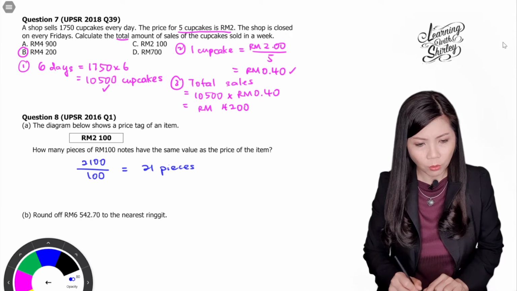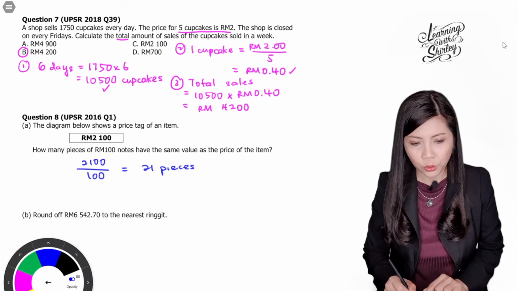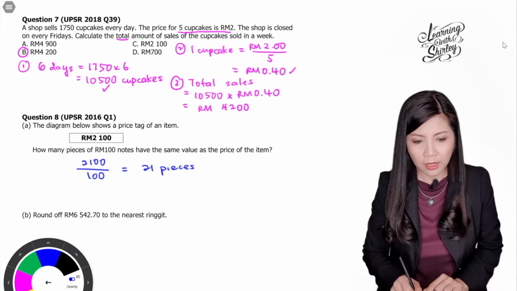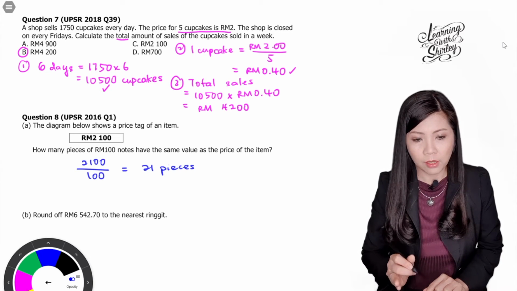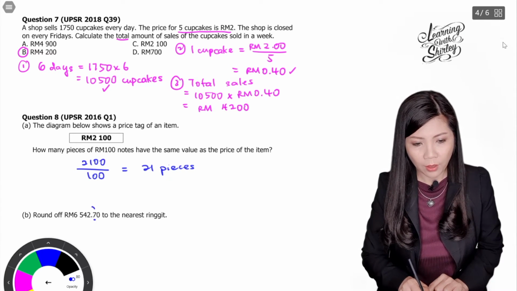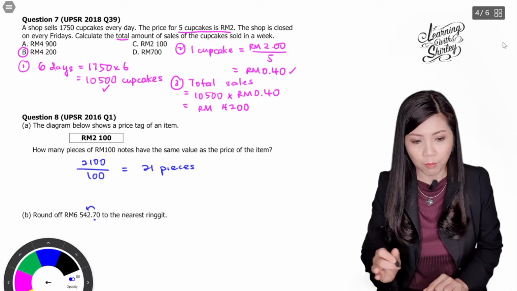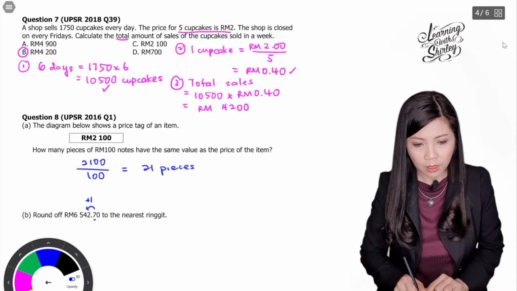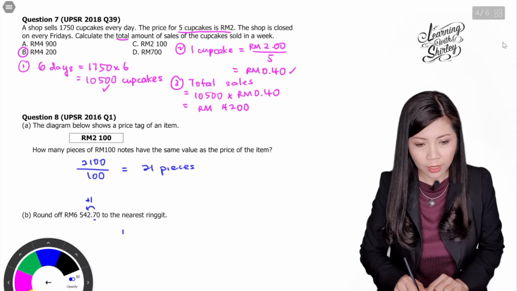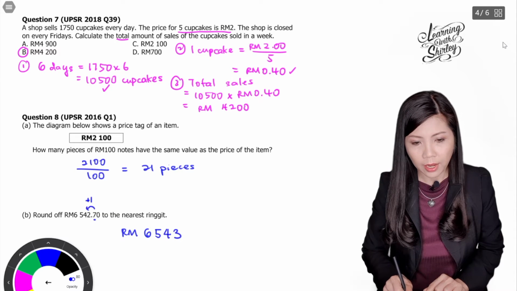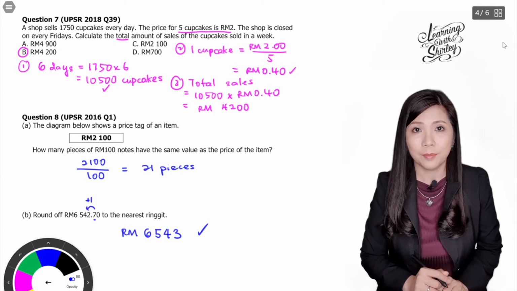For B, round off 6,542 ringgit and 70 cents to the nearest ringgit. Which means that we don't write the cents. Let's look at this 70 cents. We have to add 1 here because it's 5 or more, so we have to round up. So plus 1. Therefore, the answer is RM6,543. So that's the answer.